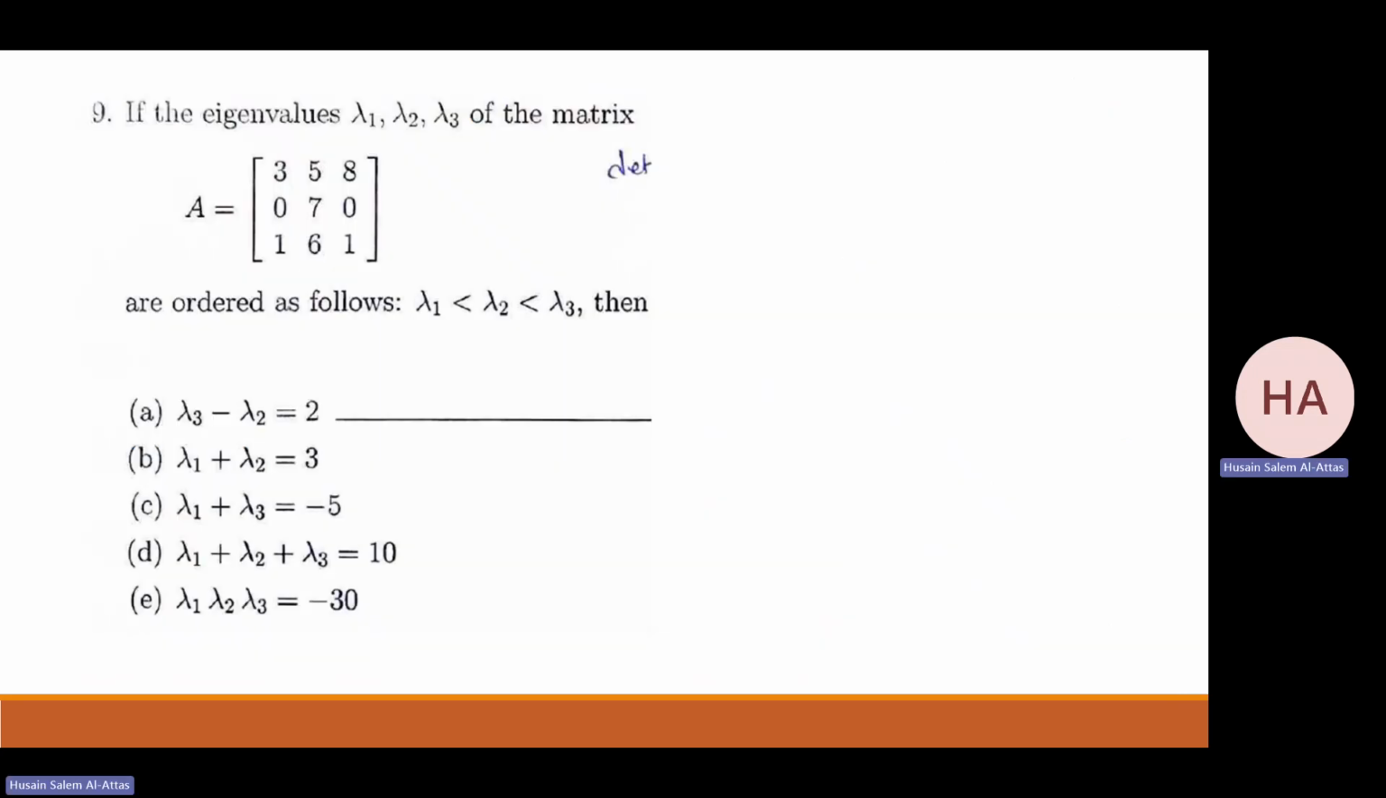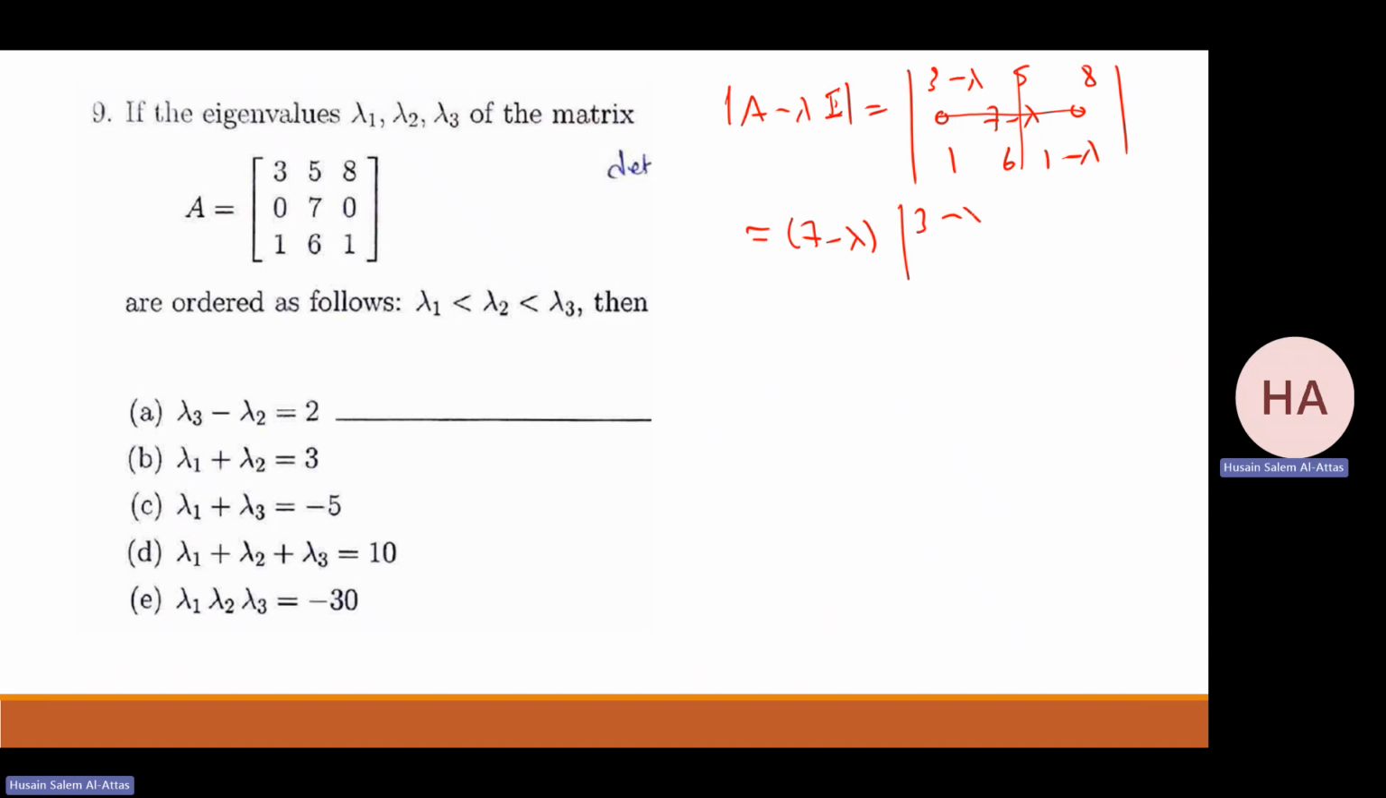If the eigenvalues are ordered in some way, then he asks you to add this or subtract this. Who cares? Now we need to find the eigenvalues. That's mainly the idea. So I need just to find the eigenvalues. That will be 3 minus lambda, 5, 8, 0, 7 minus lambda, 0, 1, 6, 1 minus lambda. I'll do the expansion with the second row, which cancels this and this. So I have plus, minus, plus, that will be plus 7 minus lambda times 3 minus lambda, 8, 1, 1 minus lambda. That will be 7 minus lambda times what?